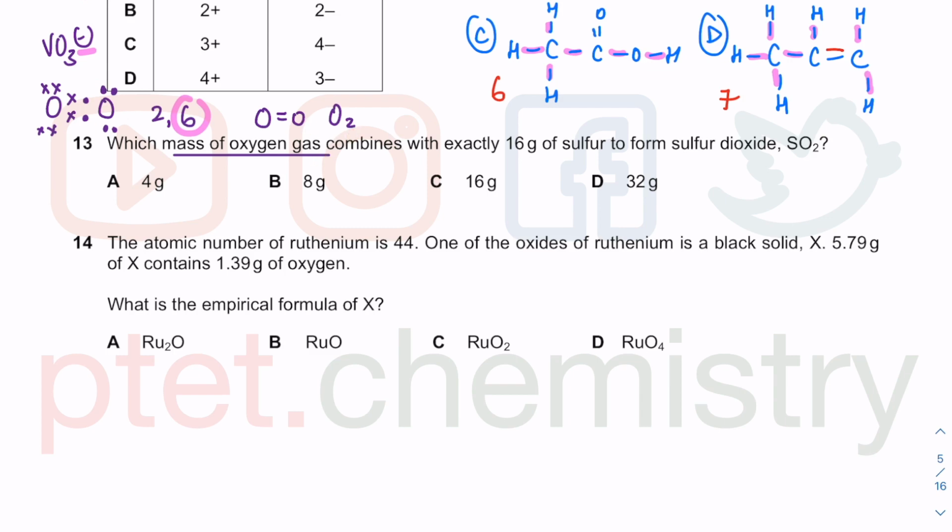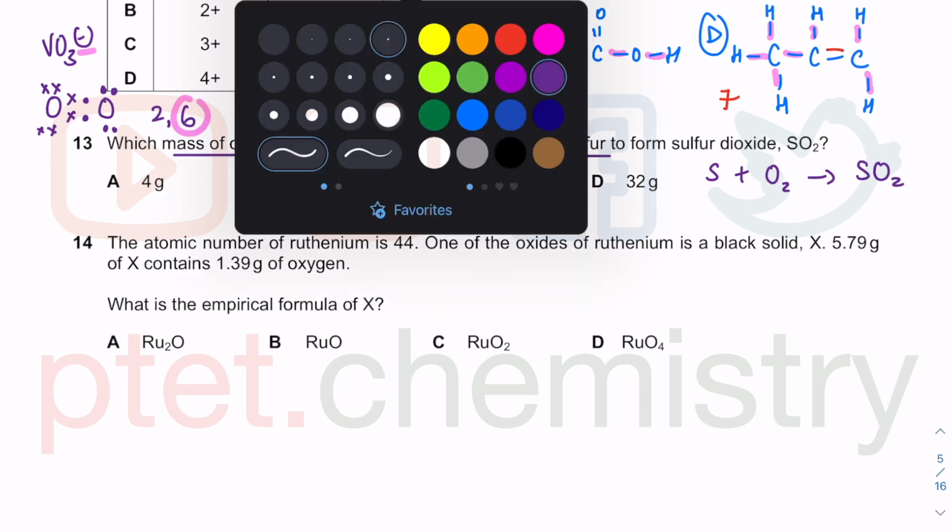Oxygen gas, they always refer to this 21% of oxygen in the atmosphere, in the air. And this is combined with 16 grams of sulfur to form sulfur dioxide. So we have to write the equation S plus O2 giving us SO2. This is a balanced chemical equation. Now, if we have 16 grams of sulfur, we look at reacting mass.